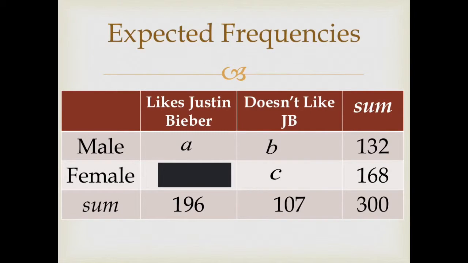Alright, here we have another example. We have a study that asks if people like to listen to Justin Bieber or do not, and again if they identified as a male or female. I want you to use the formula to calculate A, B, and C. Again, the formula is the sum of the row times the sum of the column divided by the total number in the survey. So go ahead and identify A, B, and C correctly.